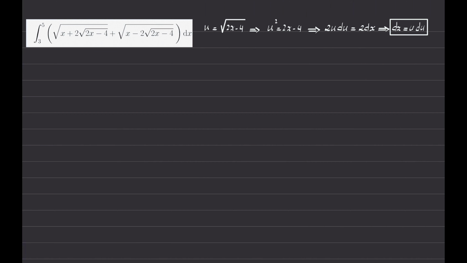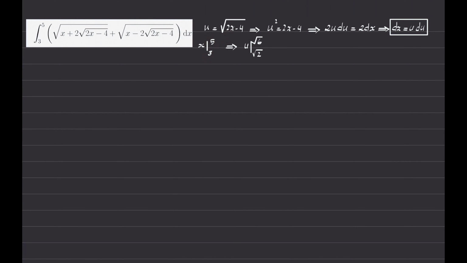Now I also need to know what the new limits are, because the old variable x, according to the problem, goes from 3 to 5. This implies that u goes from, if I want to find the lower limit for u, I will take the lower limit for x and put it here. 2 times 3, 6 minus 4, 2, square root of 2. So the lower limit will be the square root of 2. I will do something similar for the upper limit. I will take 5 and put it here. 2 times 5, 10 minus 4, 6. So the upper limit becomes the square root of 6.